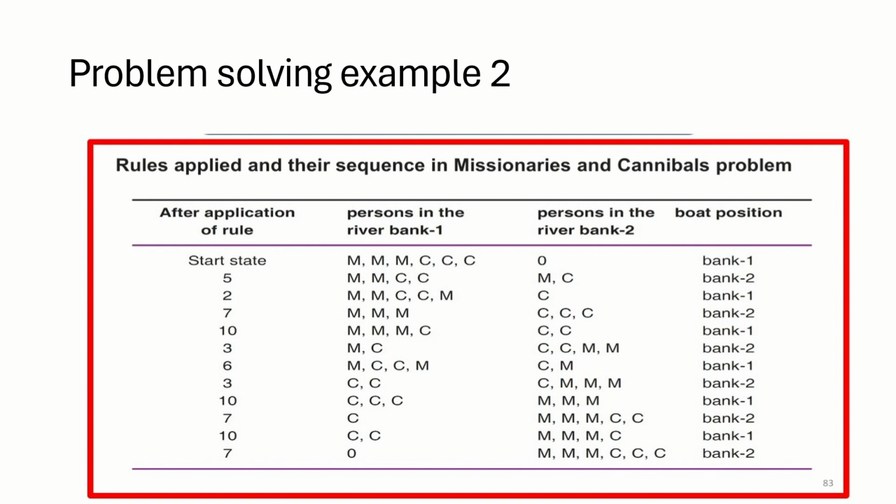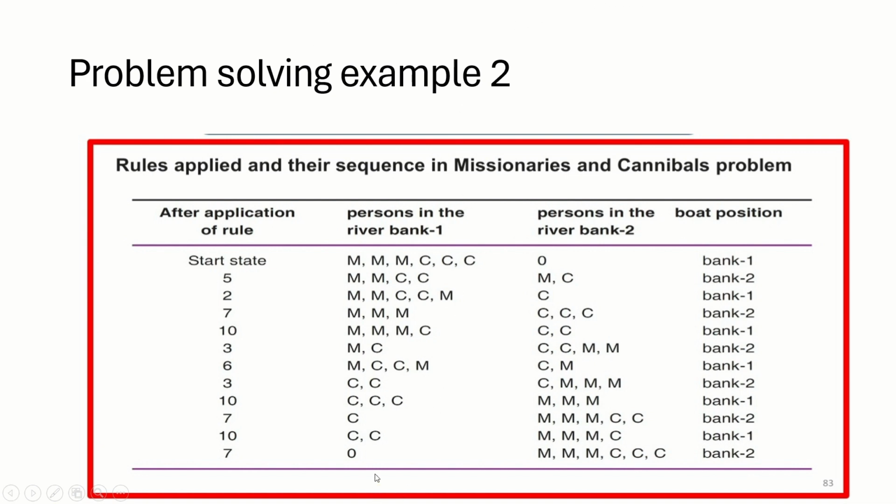Now at bank 2 we have 3 cannibals and in bank 1 we have 3 missionaries. Now from bank 2 to bank 1, 1 cannibal returns. Now we have 3 missionaries and 1 cannibal in bank 1 and 2 cannibals in bank 2. Now 2 missionaries sail from bank 1 to bank 2. Now we have 1 missionary and 1 cannibal in bank 1, 2 missionaries and 2 cannibals in bank 2.